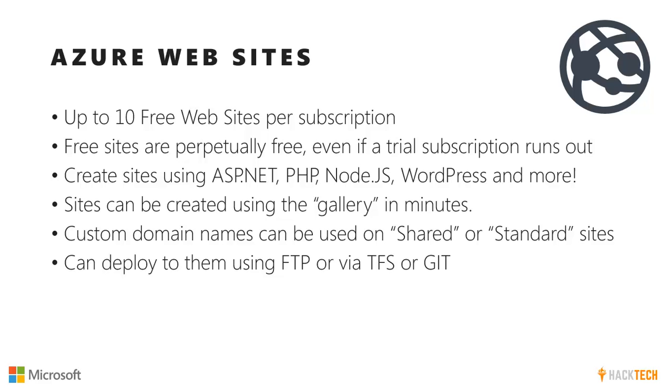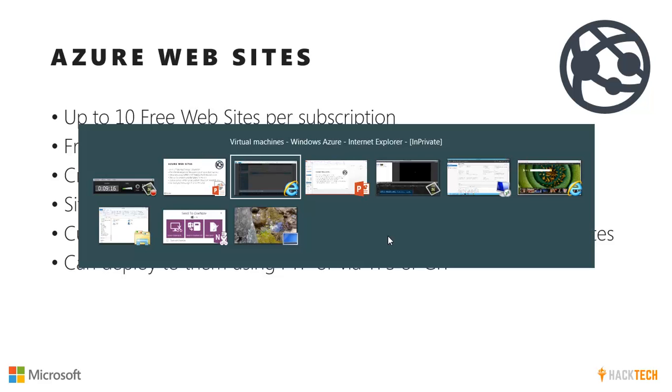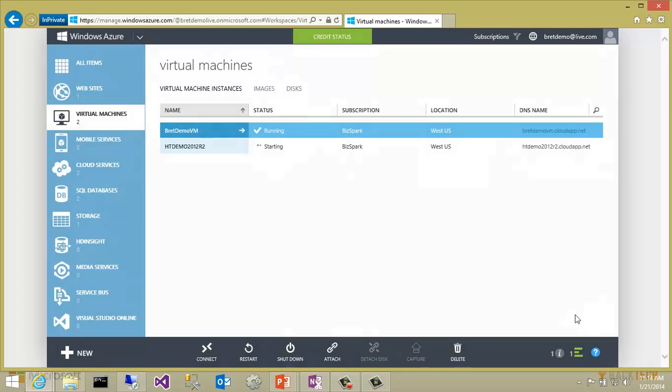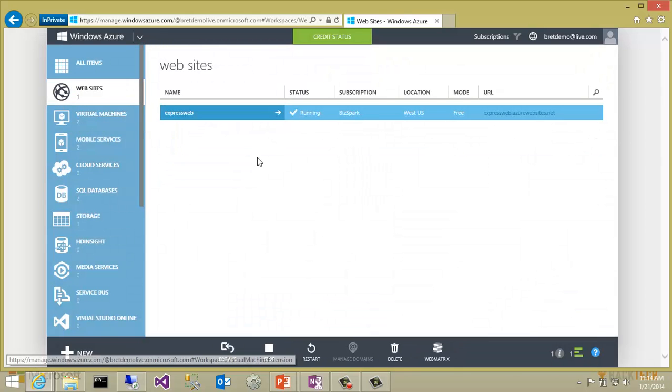And then if you're just creating an empty site, you can use either FTP or TFS or Git, and even do continuous integration for deployment into those websites. Really cool stuff. So again, let's switch back over to my management portal, and I'll go to websites. And let's go ahead and create a new one again. So I'll just click on new.